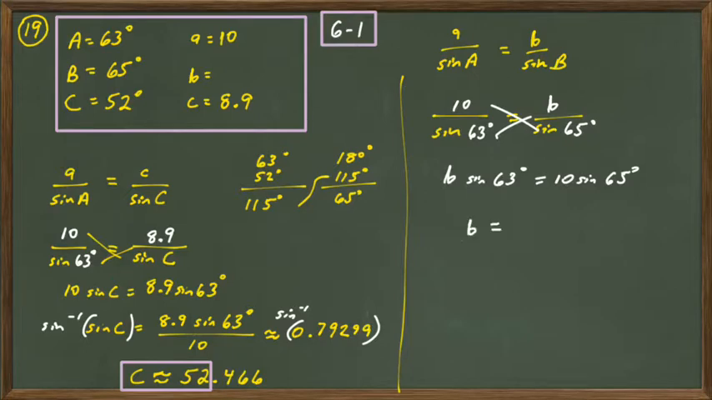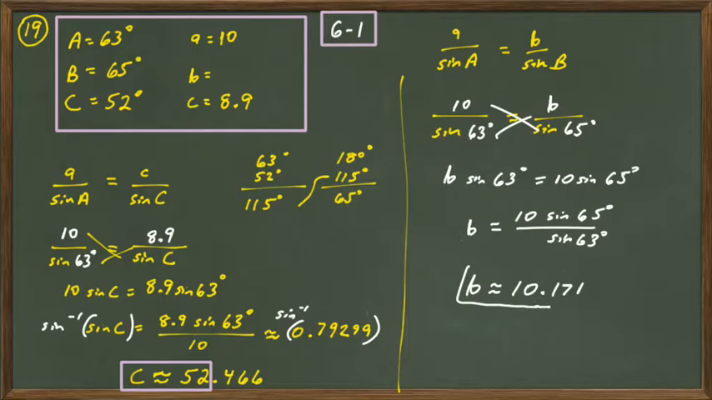So B is going to equal 10 times the sine of 65 degrees divided by the sine of 63 degrees. And I'm going to punch this in my calculator. 10 times the sine of 65 degrees and divide by the sine of 63 degrees makes B, I believe, to be 10.171. To the nearest tenth, that's going to be 10.2, right? So B is going to be 10.2.